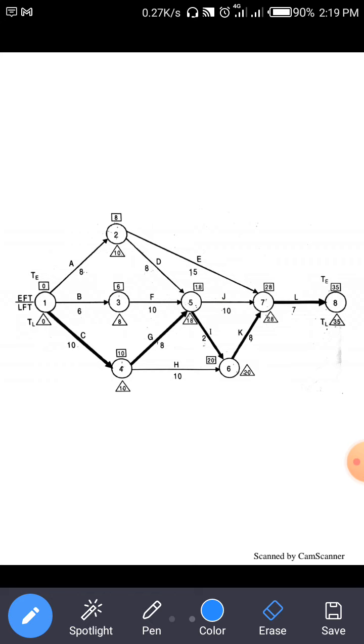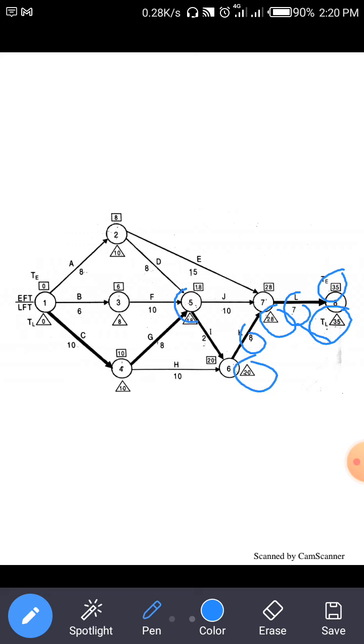Then how to find out the TL value. So here the ending is 35. So right here the TL value is 35. Then 35 minus 7. Here 35 minus 7 is 28. 28 minus 8 is 20.